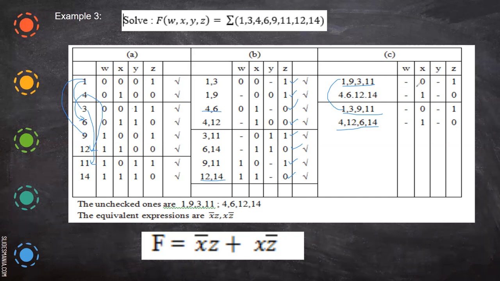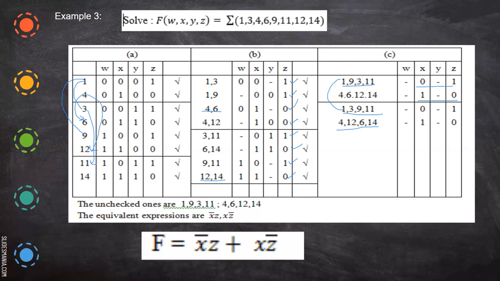So in which case, we have this and this. The same thing is repeated here. So we'll take these two. This is nothing but, see here, x bar and z, plus x and z bar. This is the answer.